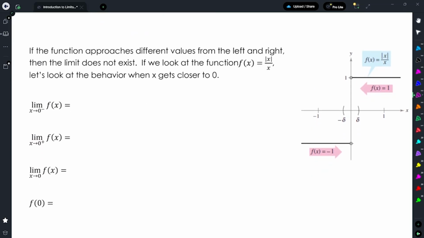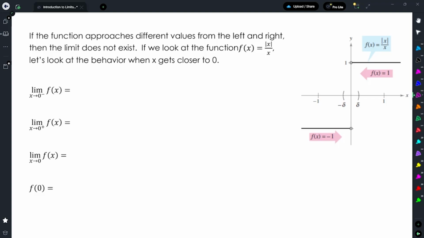So now let's look at this function here. We have f of x is equal to the absolute value of x over x. And if the left limit and the right limit are different, then we say the overall limit does not exist. So let's look at the limit as x approaches 0 from the left. So here, as we approach from the left, the limit is, are we getting close to -1? That is the y value where we are getting close to.